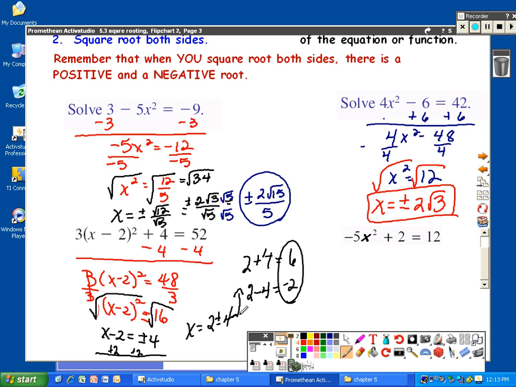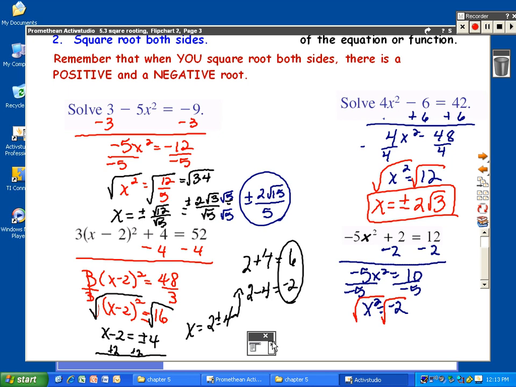Now let's try negative 5x squared plus 2 equals 12. First, we would subtract the 2. Negative 5x squared equals 10. Divide by the negative 5. X squared equals negative 2. Square root. X equals plus or minus the square root of a negative 2. What times itself gives you a negative number? It doesn't exist. So this is no real solution.